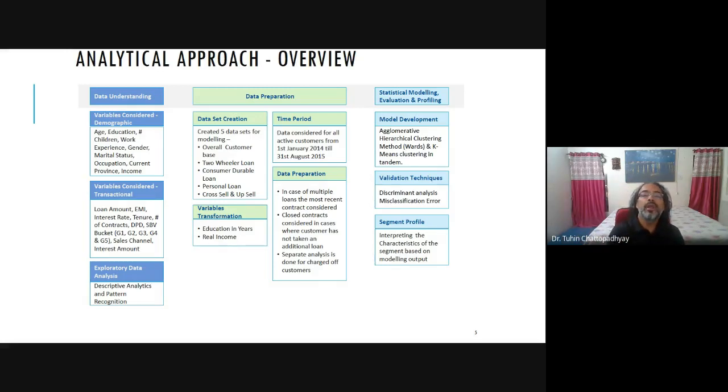Now the time period has been given. This was the time period I was there. Data preparation. This is a very important part. All the data set creation comes under the data preparation part. These are the tools and techniques. Of course, I'm going to walk you through an example.